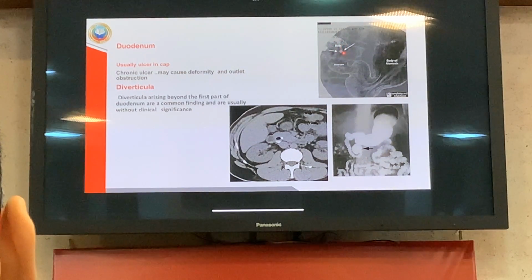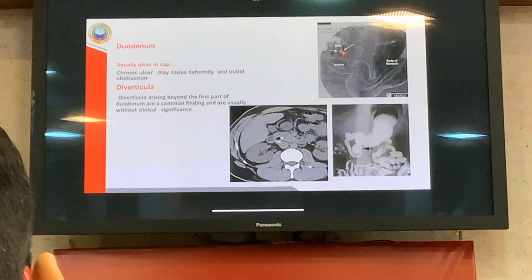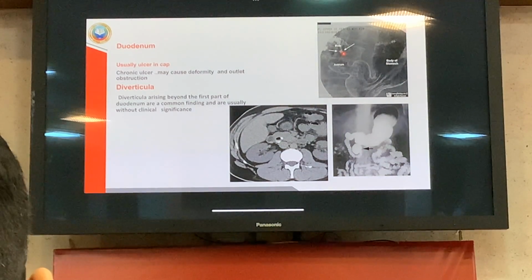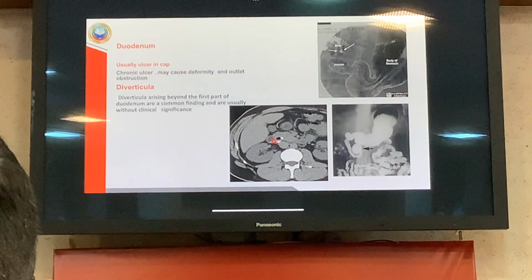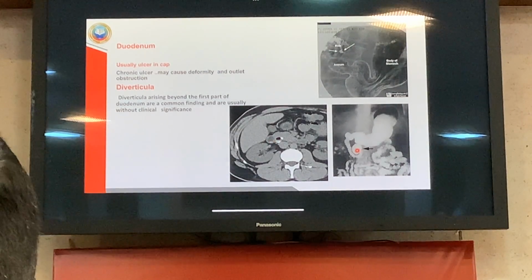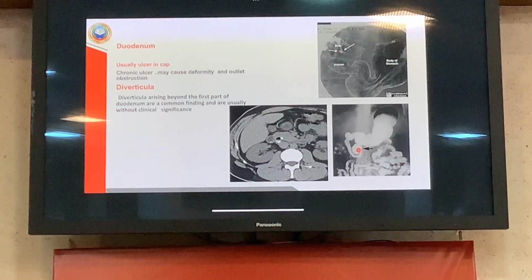Ulcer. Usually benign or malignant. And also we have diverticulum as an incidental finding. If you look at this, it is a collection of the barium outside the wall of the duodenum. This is a diverticulum. By CT, this is a diverticulum.